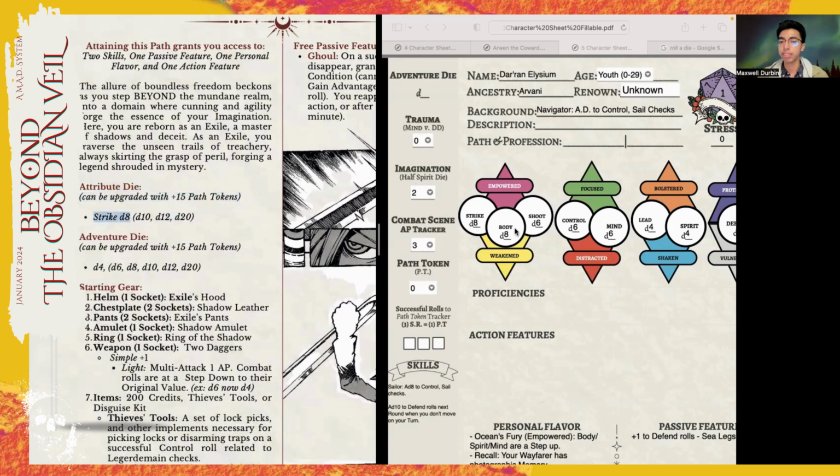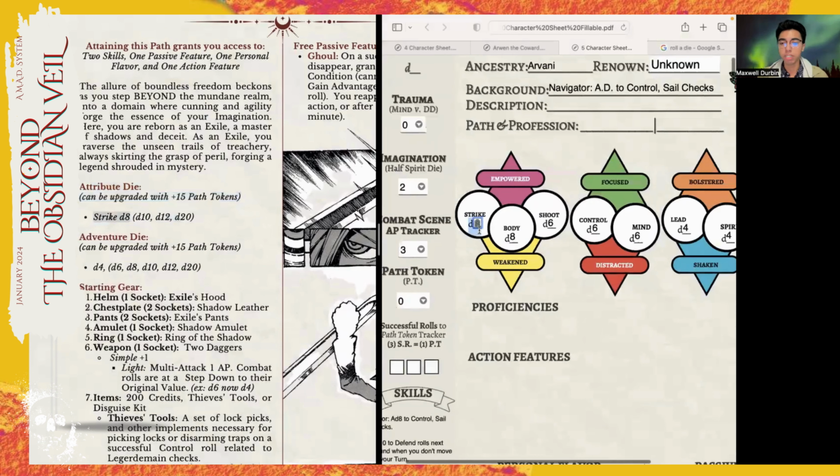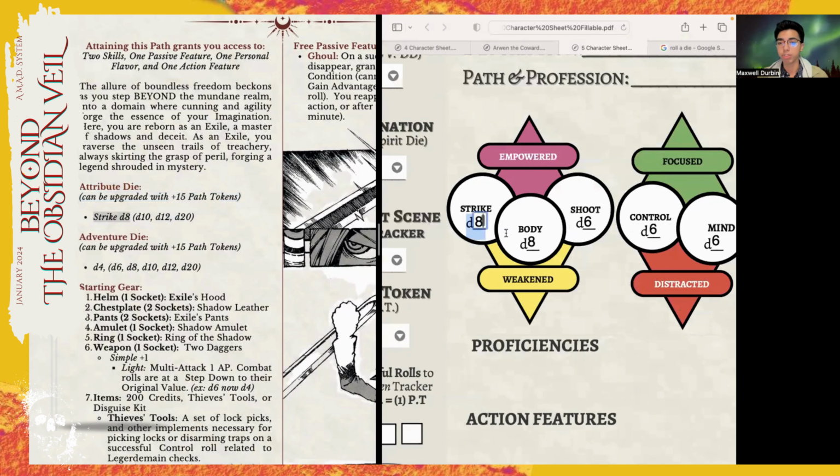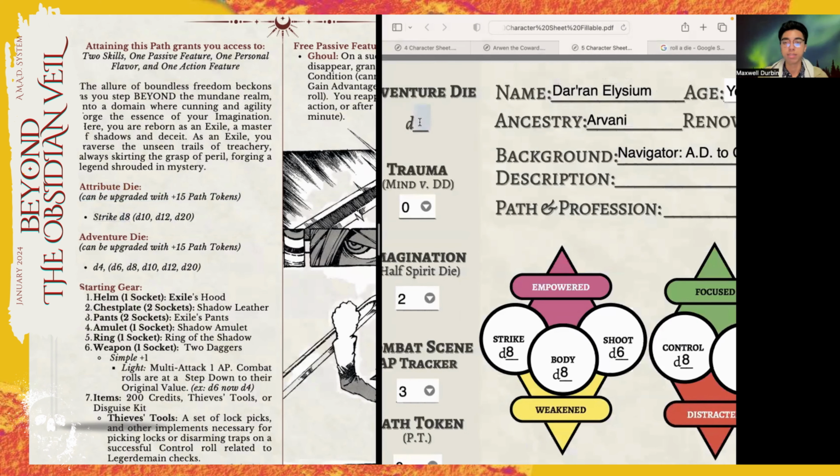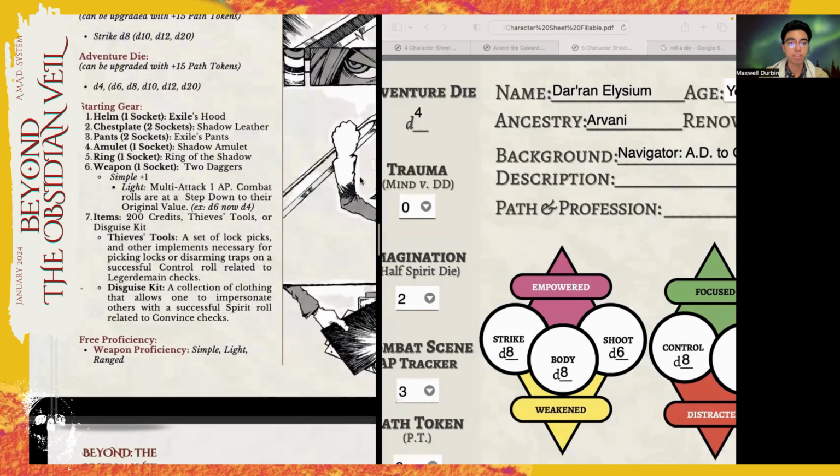That means our strike is now a D8. Unfortunately, we already chose D8, so what we're going to do is pretend our control was a D8 and our strike was a D6. So I switch those two. And I will upgrade the strike now to a D8. Adventure die, you'll see the adventure die always starts at a 4. You'll see here that these are the progressions, so you could be upgrading them with 15 path tokens.